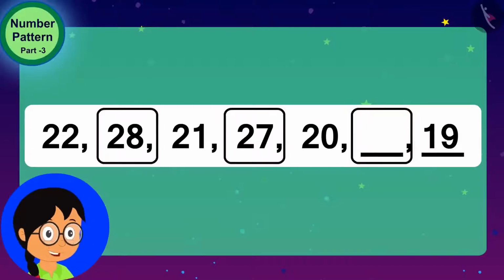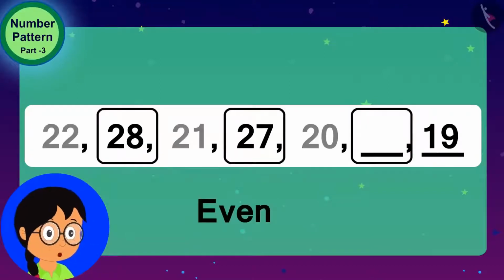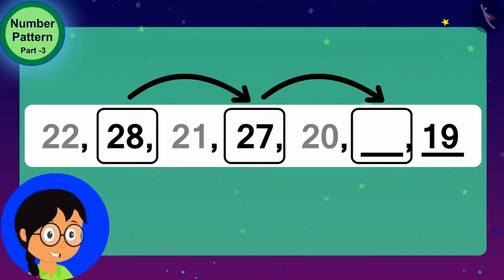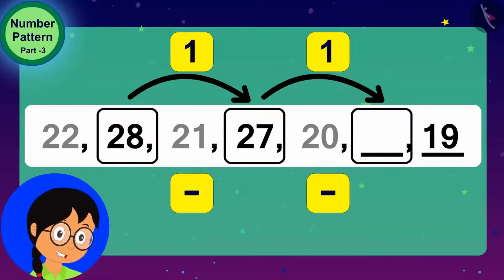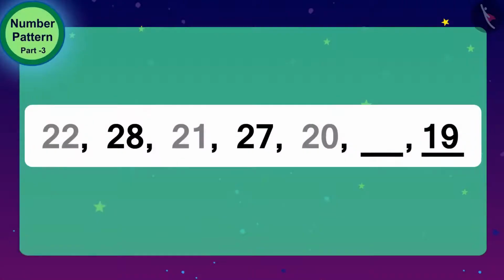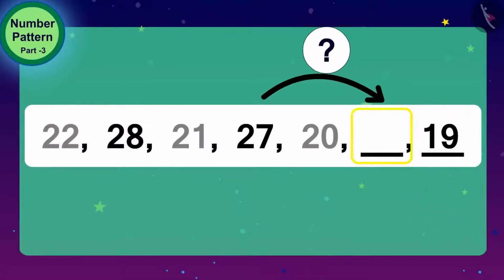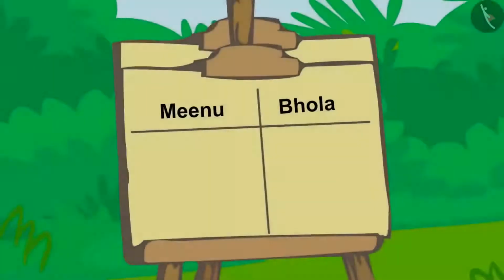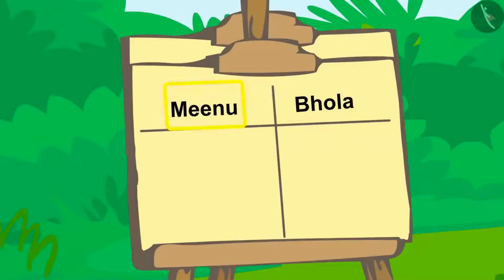I looked at the numbers written at even number places and found that these numbers are also subtracted by 1, like the numbers written at odd number places. Children, can you tell what number will be in the 6th place? Exactly! In 6th place is 26, 1 less than 27. In this way, Meenu won the round by winning 10 points.